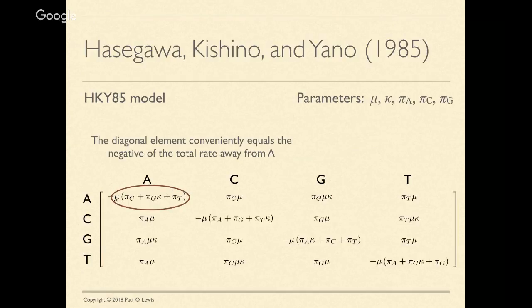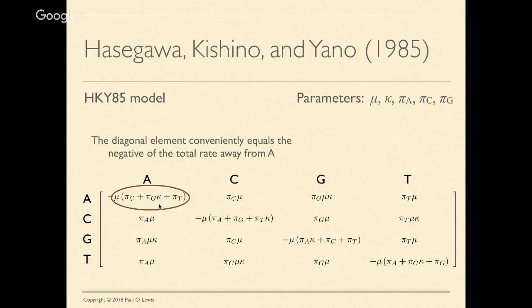And then conveniently, the diagonal elements summarize this, because the diagonal elements are always the negative of the sum of all the other elements in the row. And so we can just multiply this diagonal element by -1 and automatically get the sum of these elements for this row. So the negative of this element gives us the total rate at which we move away from A.